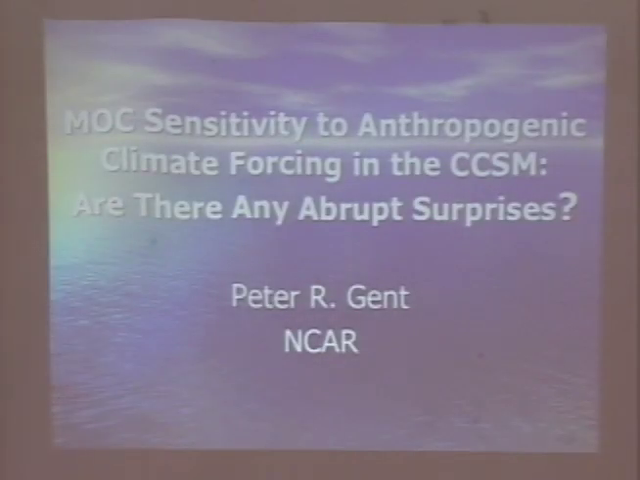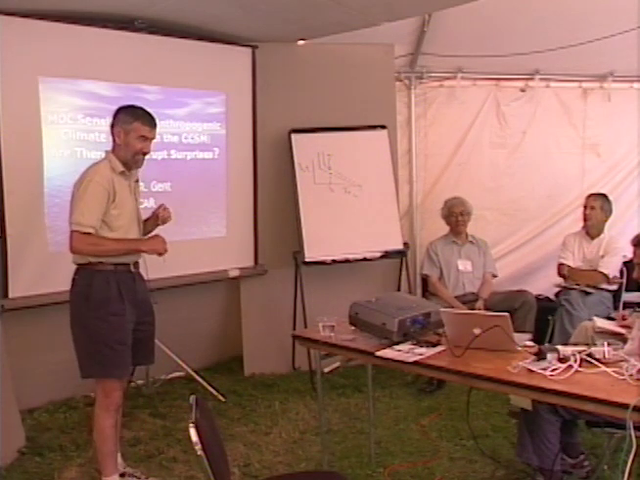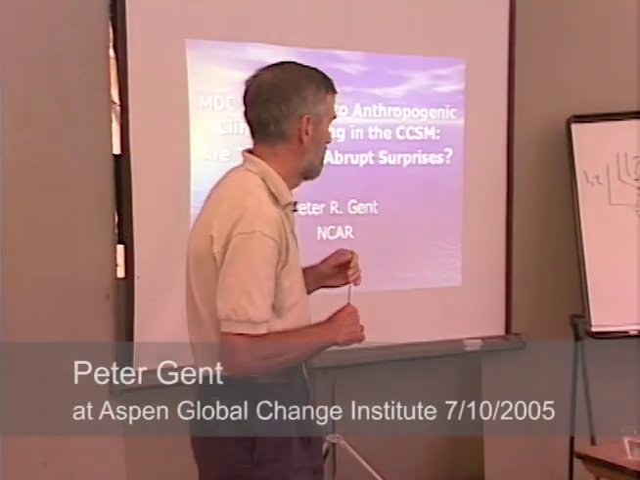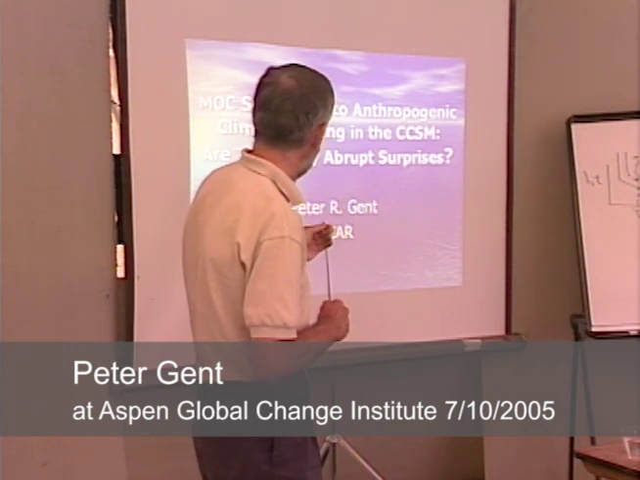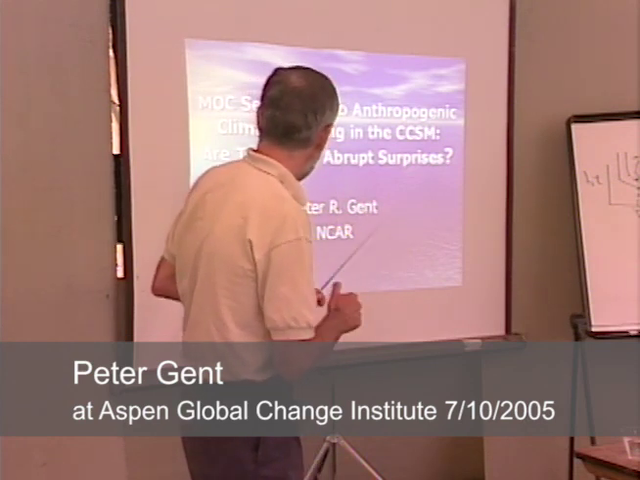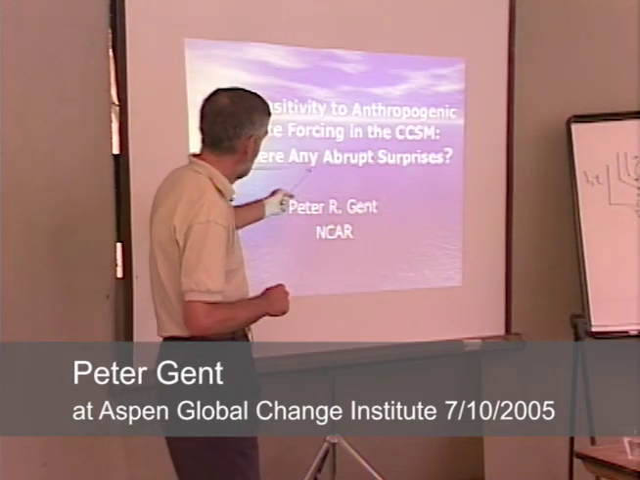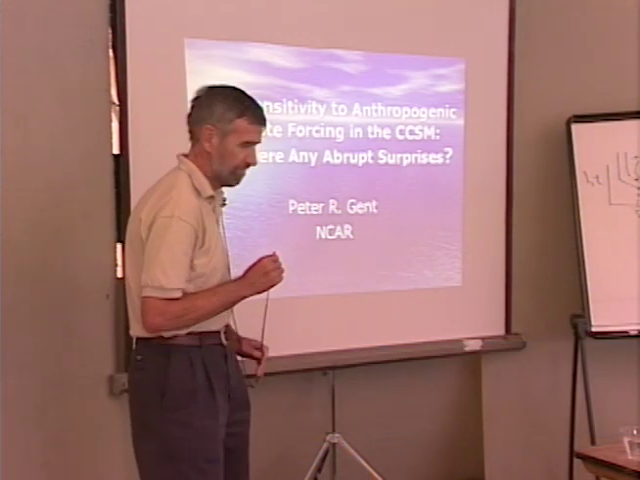So I guess I should start by saying that George just looked at an overlooked problem. I was asked to look at a very overexposed problem, which is about changes in the overturning circulation, especially those due to anthropogenic sources. I've changed the title slightly because this was supposed to be about abrupt climate, so I've added, are there any abrupt surprises?